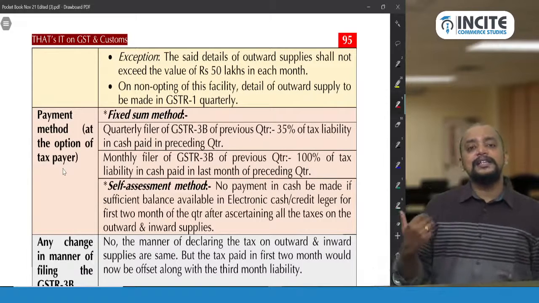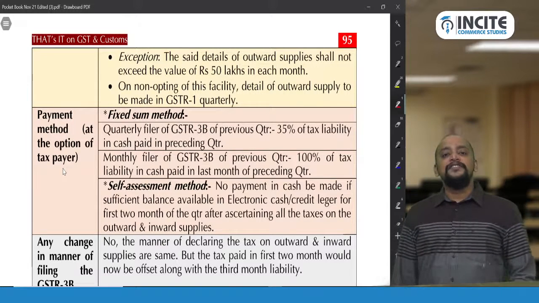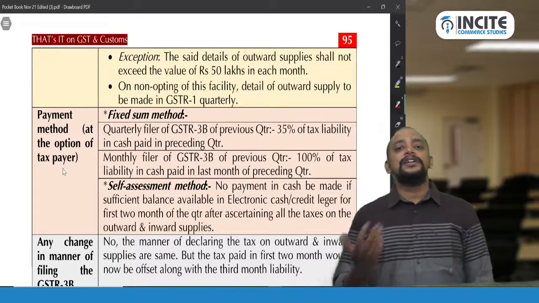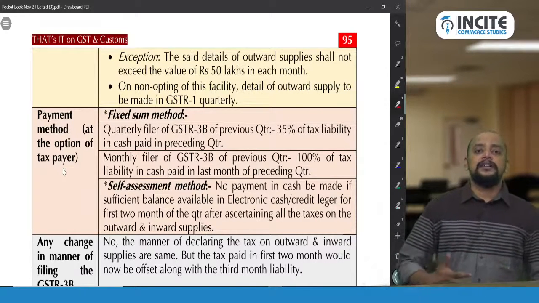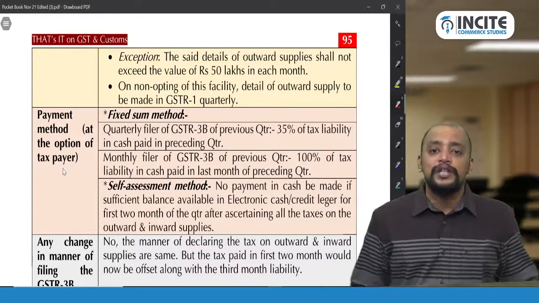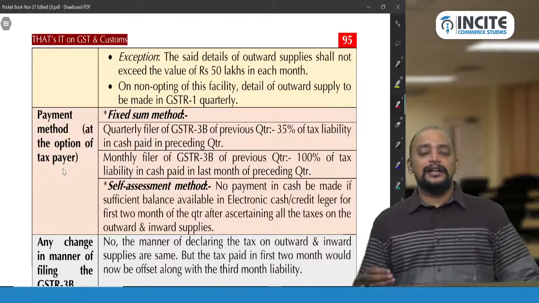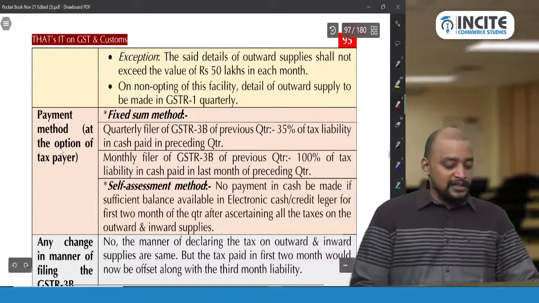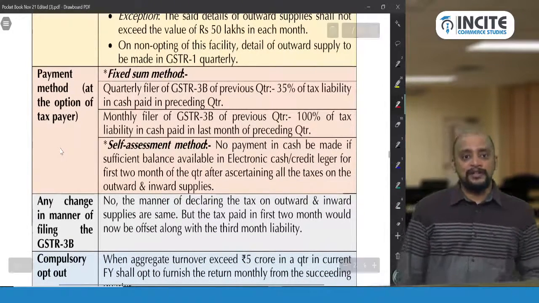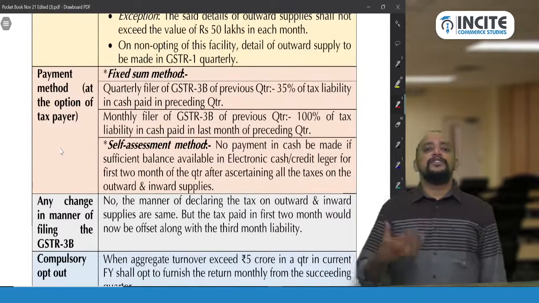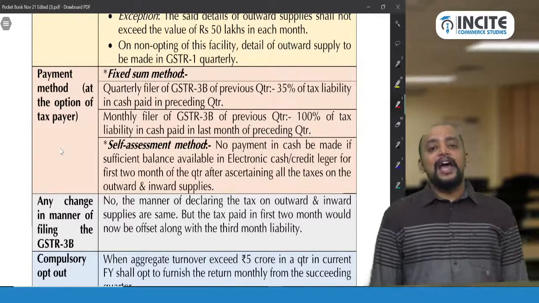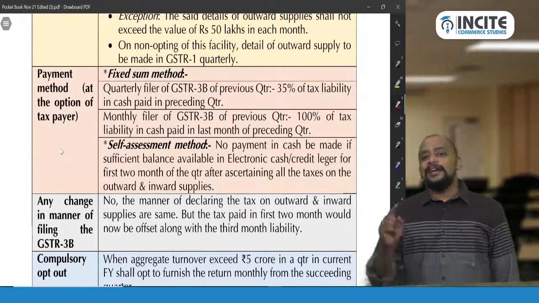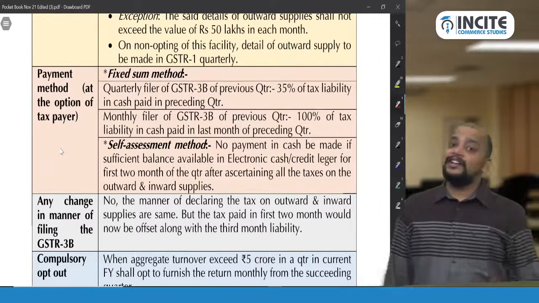Okay. Whereas when you select the self-assessment method, you will do the computation as to what your gross liability is this month, what the ITC is, and the net amount you will pay into the payment ledger. That is PMT6. You will make a deposit into the cash ledger. Okay. But there is a problem in the self-assessment method. When you discharge some liability, but the actual liability of that month is more, in that case you need to pay interest. But in the fixed sum method, it is not like that.